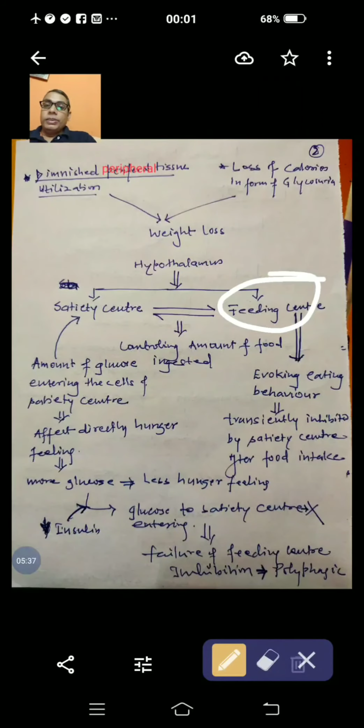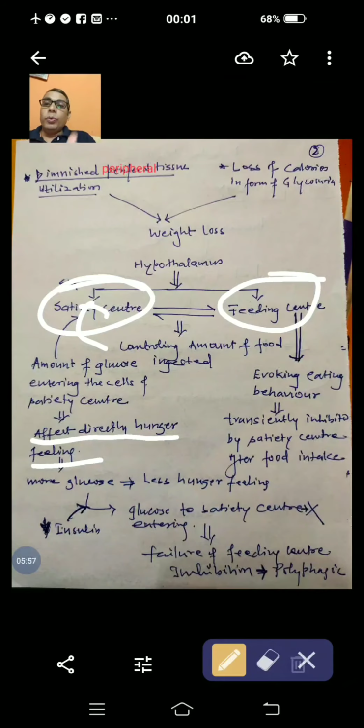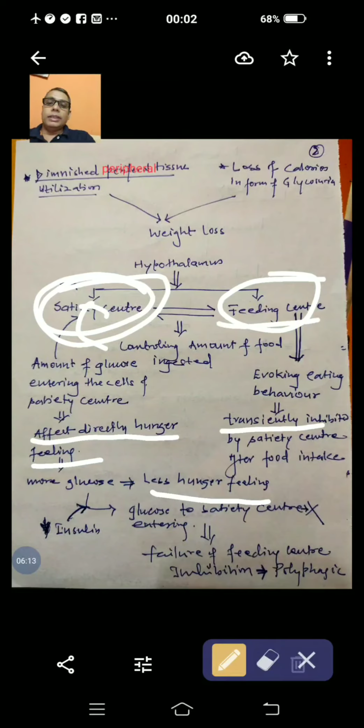Now, how is this satiety center regulated by glucose? As glucose enters the cells of the satiety center, it directly affects the hunger feeling. If more glucose is there, there will be less hunger. It means that if a high level of glucose is presented to the satiety center, it will transiently inhibit the feeding center and the animal will stop eating, and you will not have the feeling of hunger. The animal will not feel hunger and will not eat food.